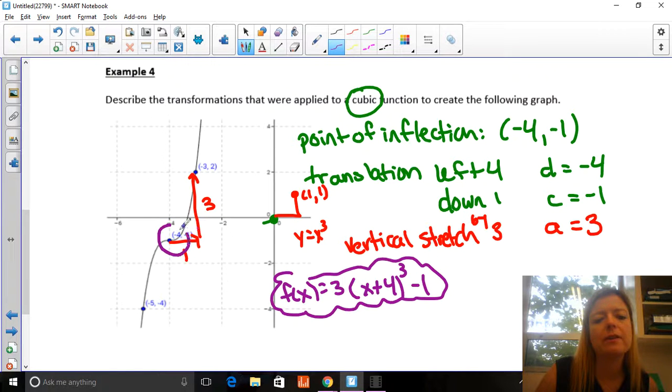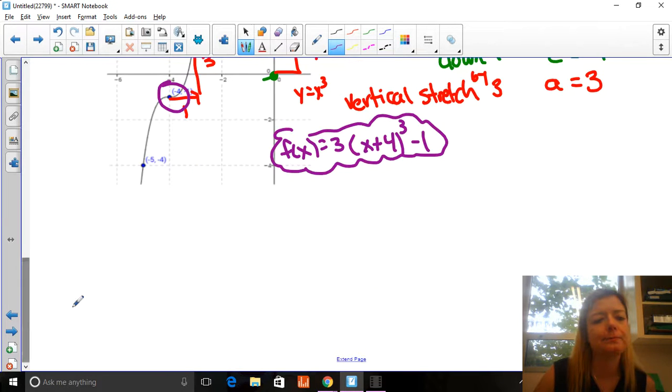You look for this point of inflection first, or if it was a quartic function, you look for its vertex first, and that will tell you the translations left and right. And then you compare that point to another point and see what's happened. Normally, when you go over 1, you should go up 1. If it showed you an x value 2 units over, you think, well, normally in a cubic function, when you go over 2, you go up 8, right? Because 2 cubed is 8. So that's the type of thinking you need to use.